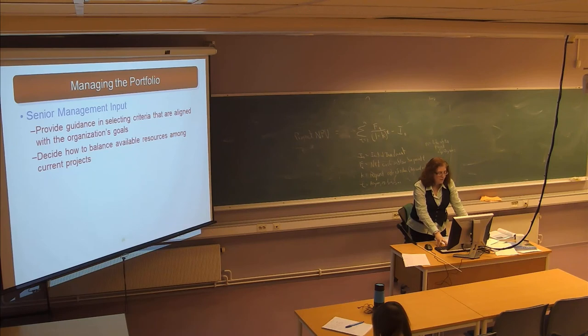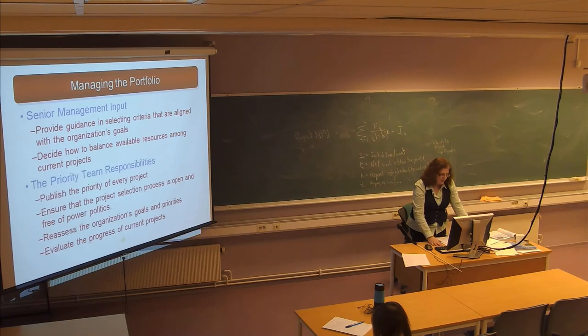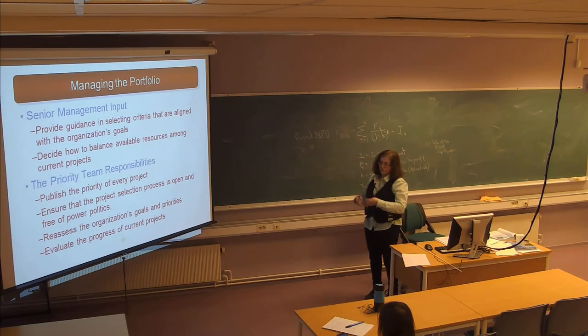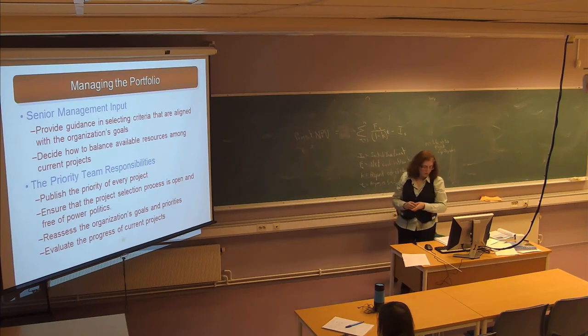So senior management provide guidance in selecting the criteria, decide how to balance the resources among projects, and the priority team publishes the priority of every project, ensures the project selection process is open and free, and reassesses the organizational goals and priorities. So the basic idea is when you select this group of projects that you're going to support, that it contributes again back to the mission and the objectives of the organization.